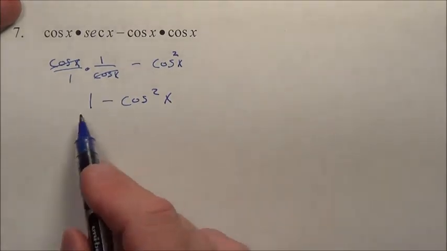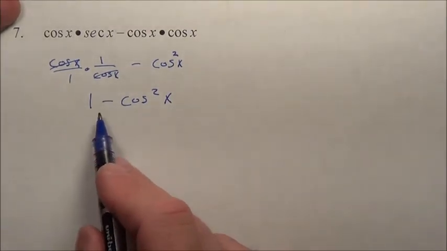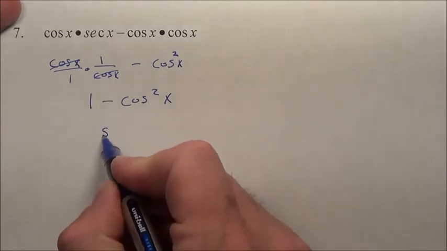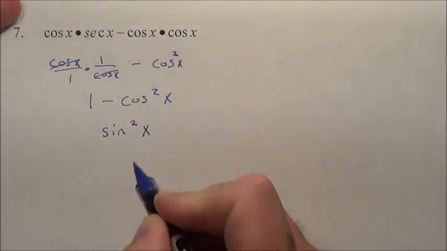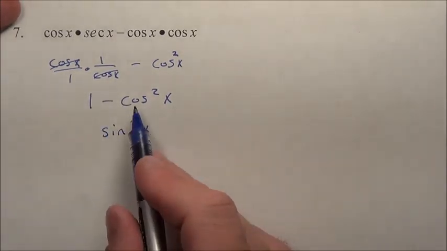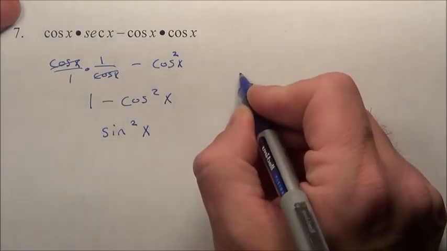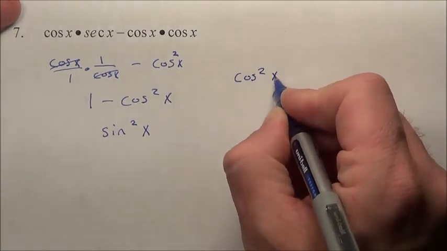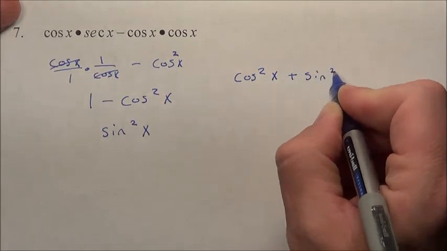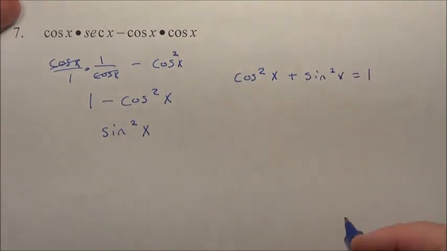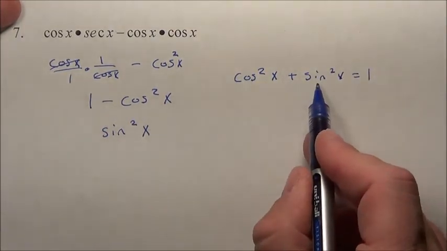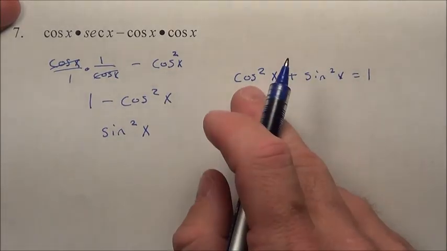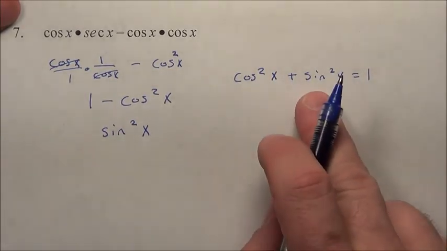I recognize this. I've taught you to recognize this. This is simply a sine squared of x. The reason being is we get it from the Pythagorean theorem, where we have cosine squared of x plus a sine squared of x is equal to 1. And if you try to get sine squared of x by itself or cosine squared of x by itself, the guy moves over here and you'll be left with that.